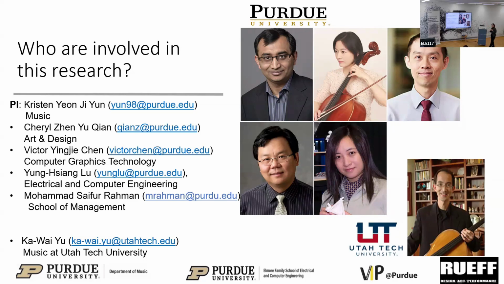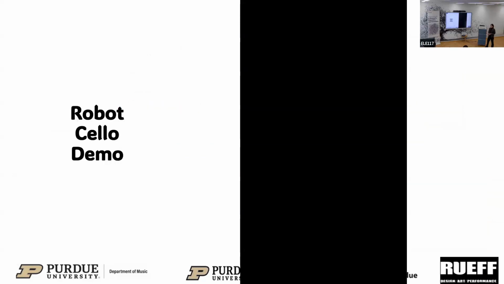After that, the goal is to know if the AI can help musicians, so we need a lot of user studies, huge user studies. Dr. Yu from Utah Tech and I will do that. Then we will have data from the user studies, and Dr. Brockman, the chair of music School of Management, will help analyze that data. That was the end of the second topic.